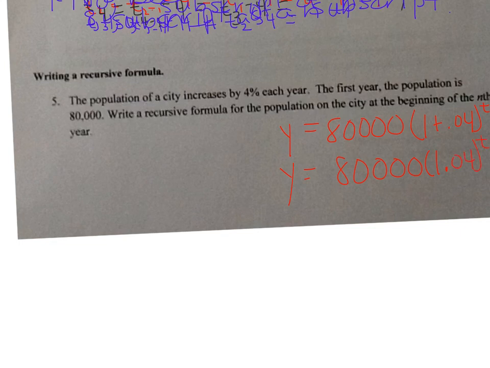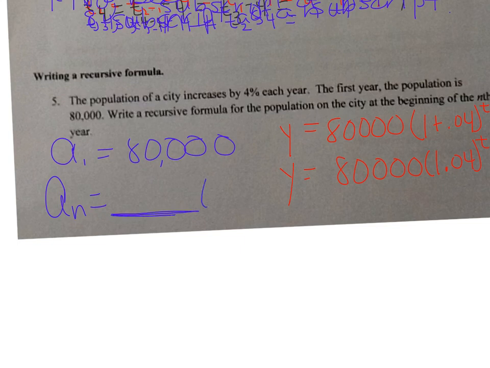Now, 80,000 is my initial value. So that's my a sub 1. So a sub 1 equals 80,000. Now I'm going to write my formula. So it's going to be a sub n equals, in here is what's going to change. And I'm still going to keep this, 1.04 raised to the t power. So I need this number in here to be 80,000 to start off. So this is going to be a sub n minus 1.